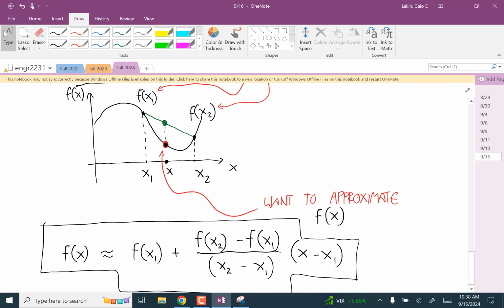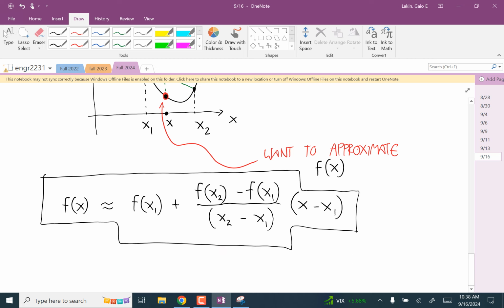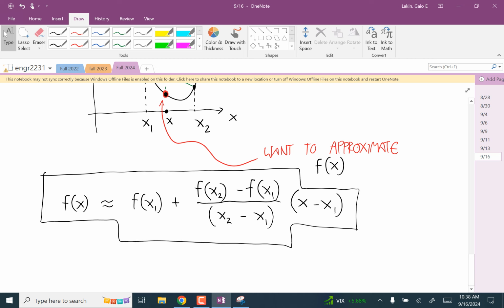Anyone have any questions about the idea? It's a little bit of a messy looking equation, but I think it's probably worth, instead of just trying to memorize it, thinking about the meaning of it. You know, it says you start at this value.